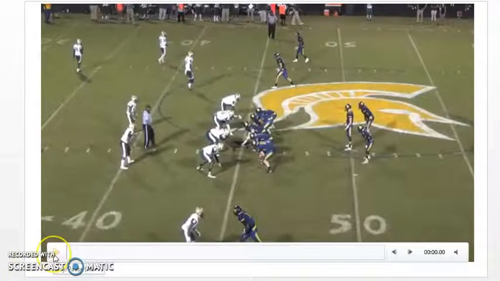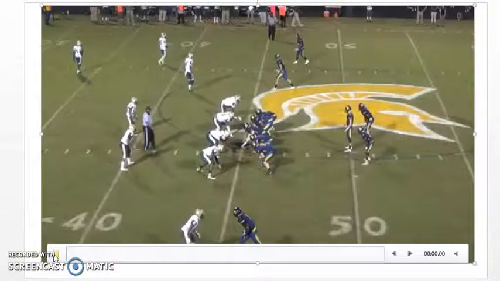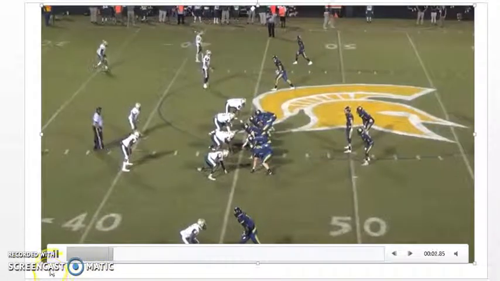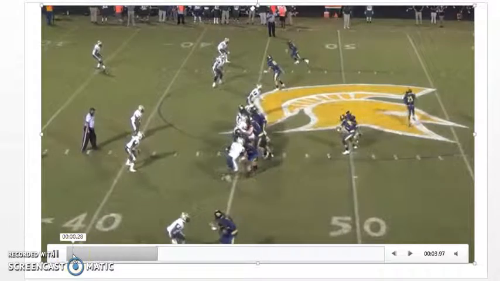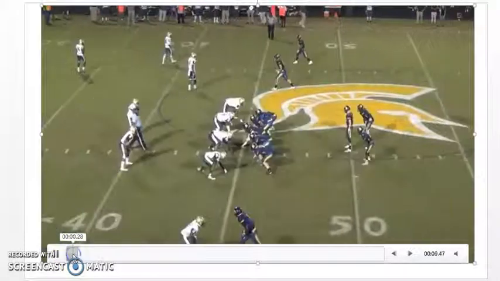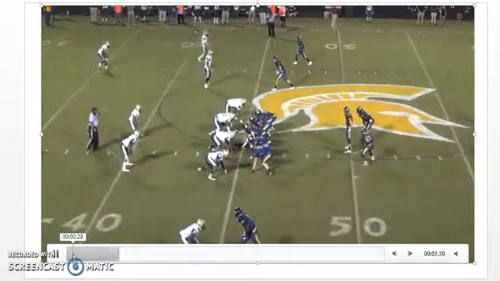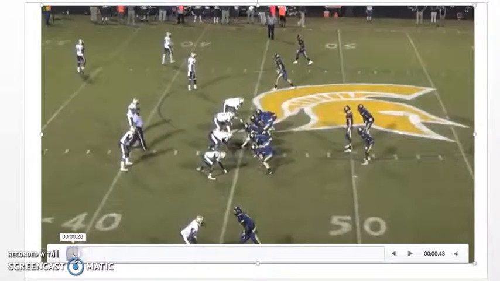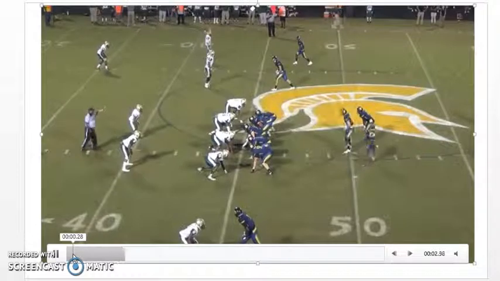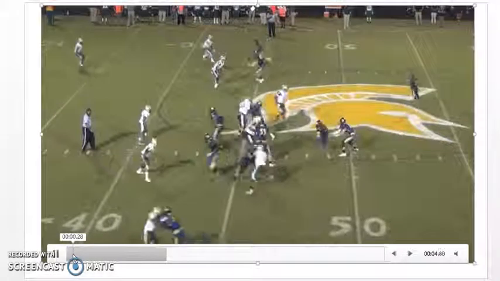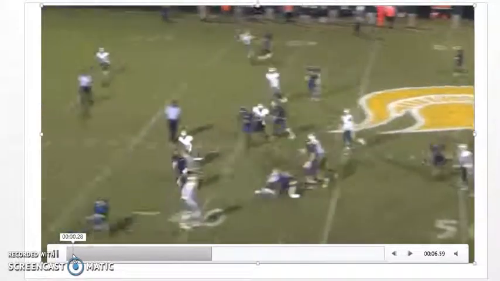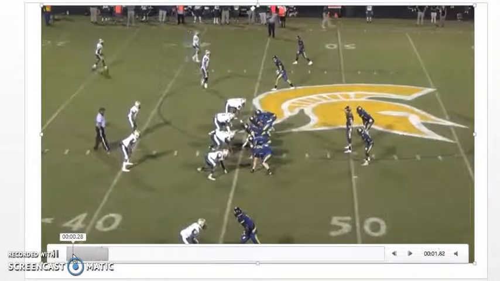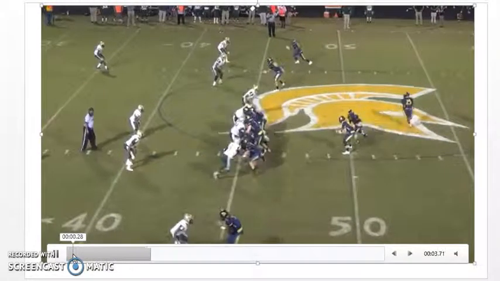All right, here we have another example. We're in flat back here as well. 2 receivers to the field, 1 receiver to the boundary. We have the backside back releasing, we're going zone left. This time the quarterback didn't like his numbers to the perimeter. I liked them. I'm a quarterback. I want to throw the ball. But here in this case, he decides to hand off.